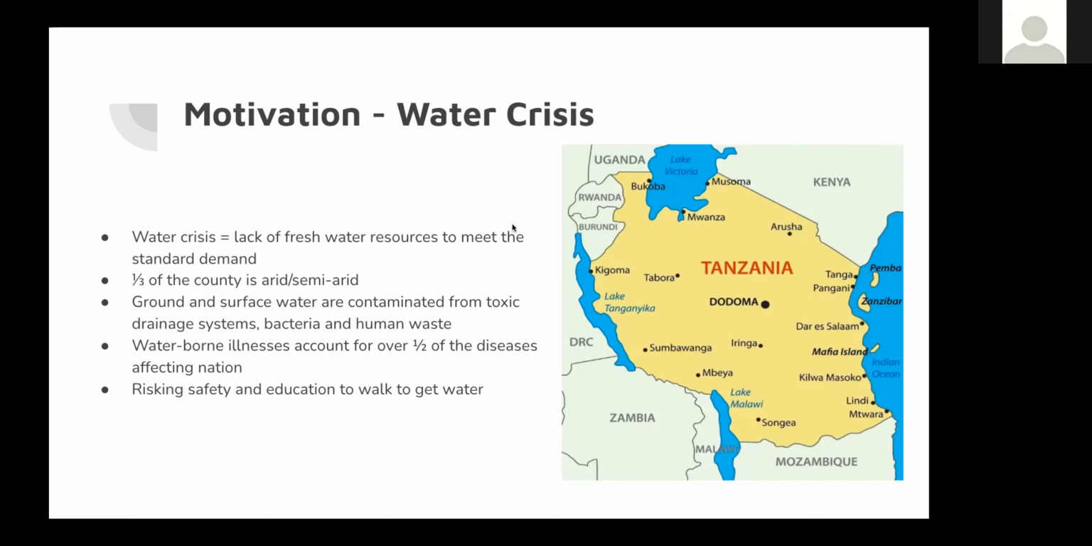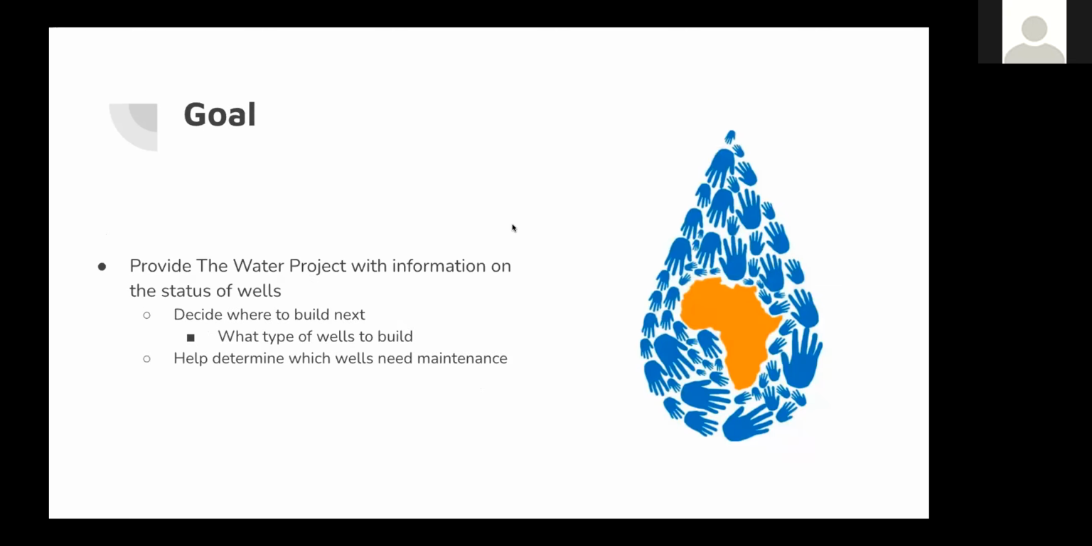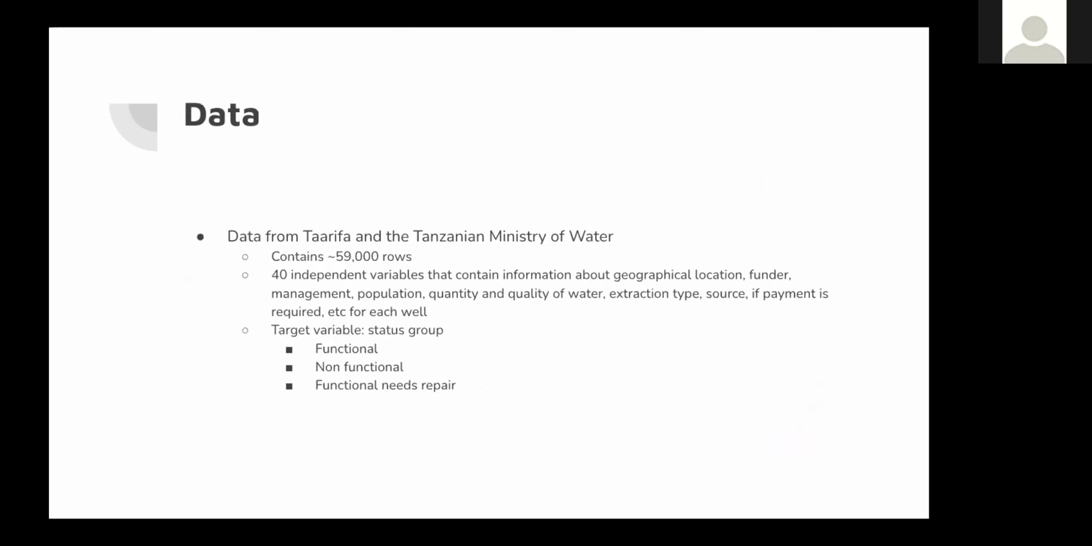Okay. So the goal behind this is to provide the water project with information on the status of wells. This can help them decide where to build next, what type of wells they should build, and help determine which wells need maintenance. To look at this, I sourced data from Taarifa and the Tanzanian Ministry of Water.